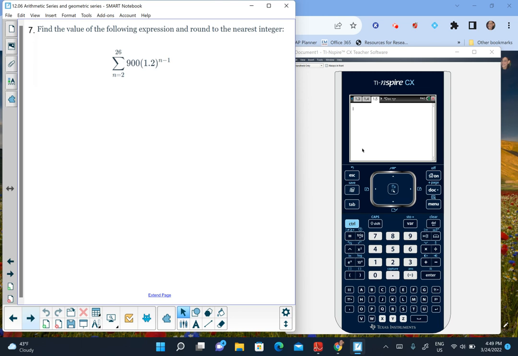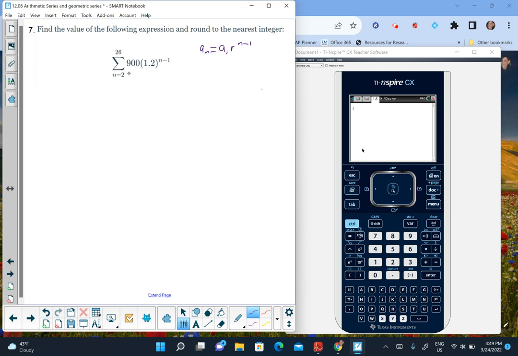So for this skill, we want to find the value of the following expression and round to the nearest integer. And we notice that we have the capital sigma indicating we're going to be summing the expression to the right. And when we look closely at the expression, we see that it's in this form, which is a geometric sequence.